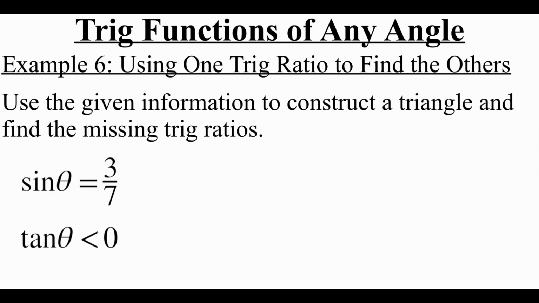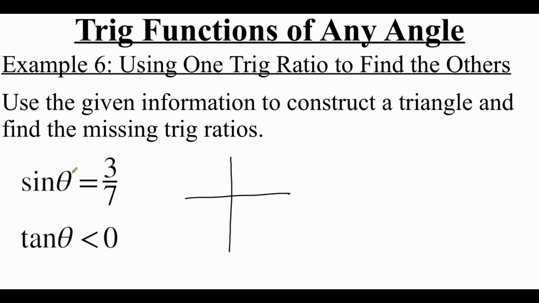So in this example, we're going to take some given information and use what we know about those quadrants to help us find the missing trig ratios. So we know that the sine of theta is 3/7, and we're told that our tangent value is less than 0, meaning that it's negative. So the first thing we're going to do is try to figure out what quadrant our angle is in.